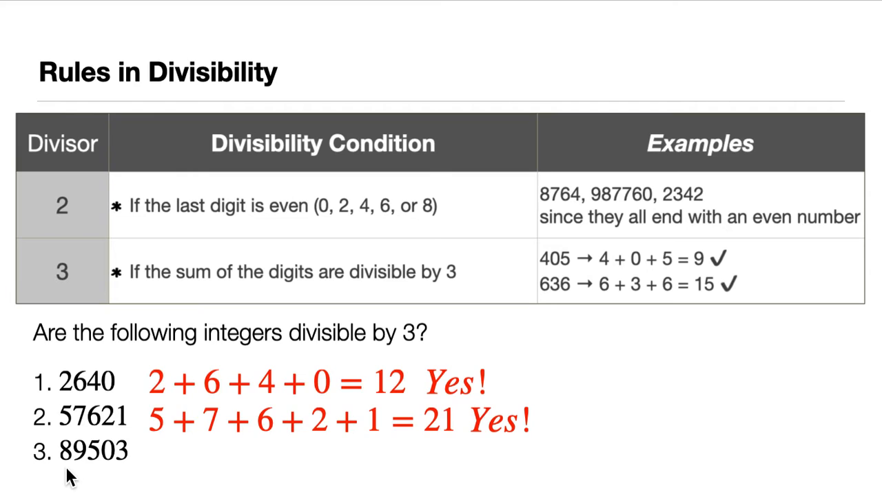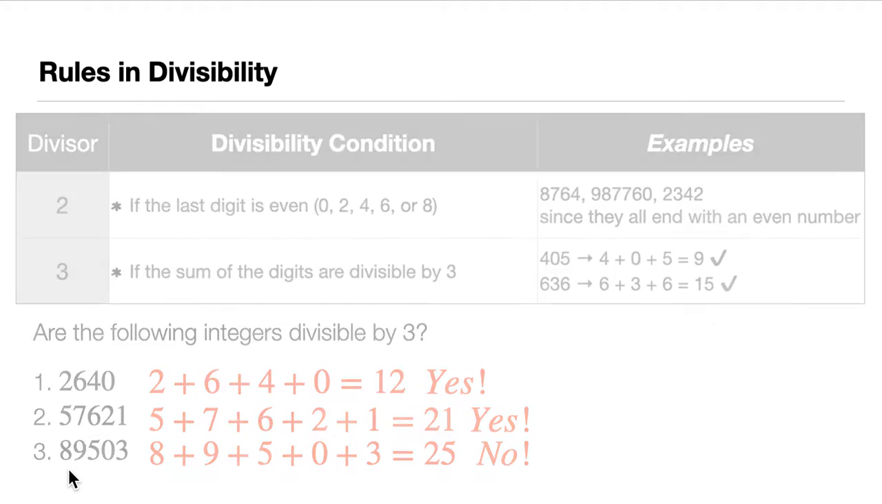And how about number 3? So we have 8 plus 9, that's 17. 17 plus 5, that's 22, plus 0, plus 3, that's going to give us 25. Is 25 divisible by 3? No. So therefore, this number, 89,503, is not divisible by 3.